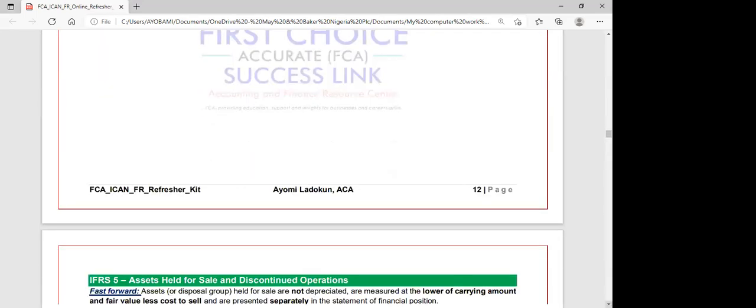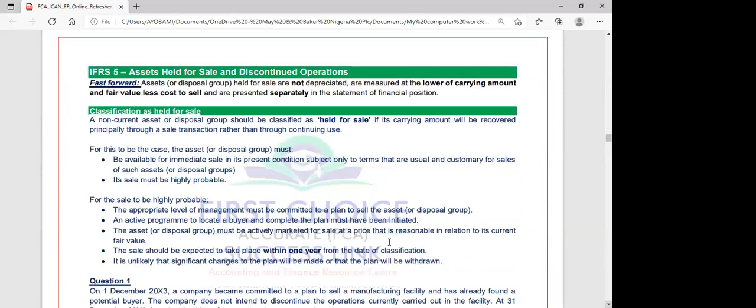So let's go straight to our next standard. If you have a question, feel free to go to the chat room and ask. Okay, I think there is no question. Please go and practice. Impairment is always common. It's regular in ICAN questions when it comes to financial reporting. So please take notes.